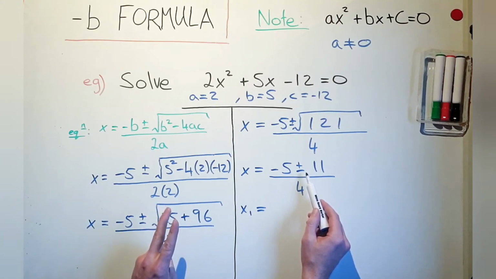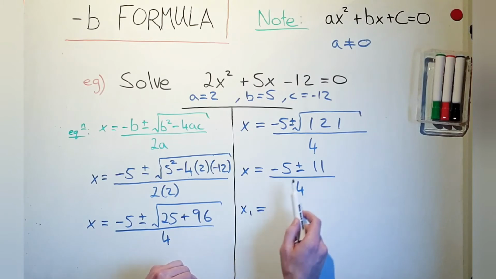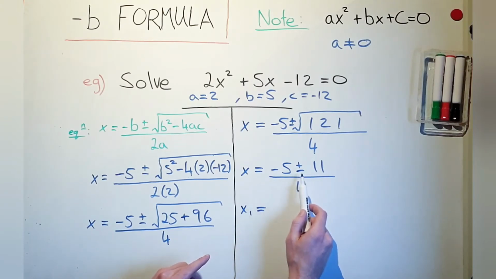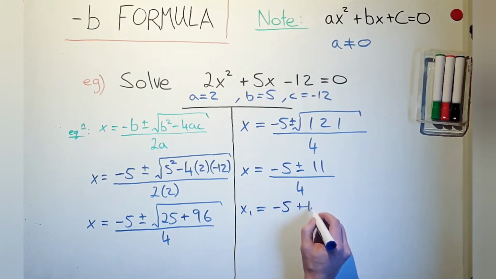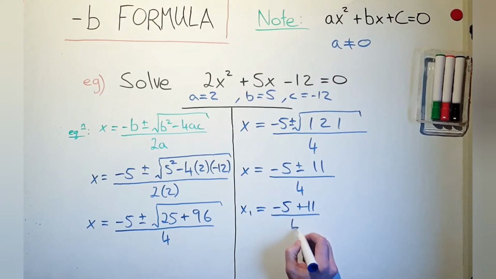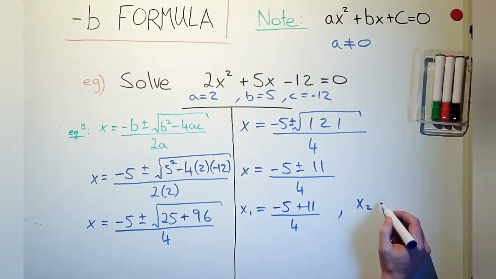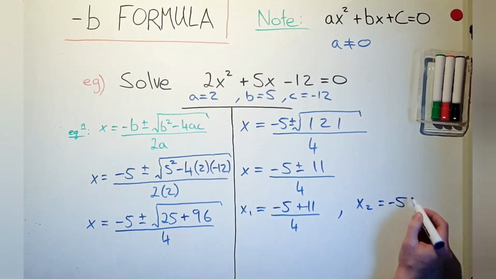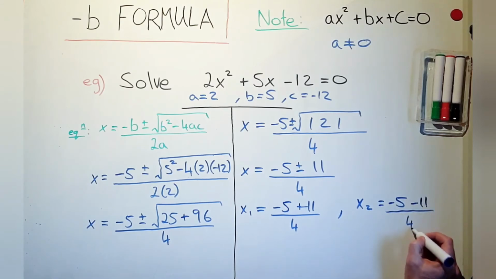There's two values there. So that means we have to have two x values, one corresponding to the positive 11 and the x2 corresponding to the negative 11. So first we're going to deal with the positive. So if I have an x1 equals minus 5, and we're going to have positive 11 divided by 4. And then over here, x2 is going to be equal to minus 5 minus 11, all over 4.